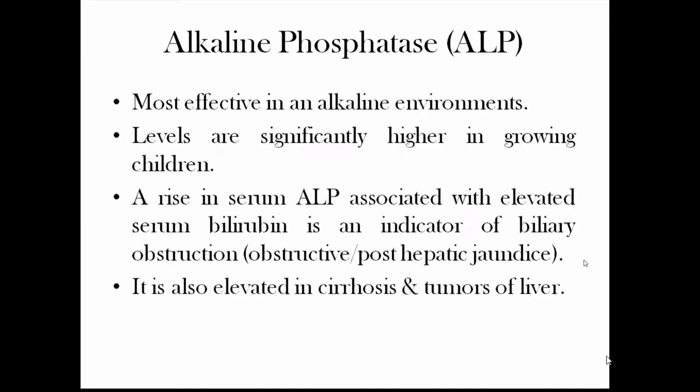The levels are significantly higher in growing children, and the rise in ALP is associated with elevated serum bilirubin. It is an indicator of biliary obstruction. So in obstructive liver disease or obstructive jaundice, we have elevated ALP. So ALP is the other enzyme, and when you suspect an obstruction is when it is incorporated in the liver function test panel.